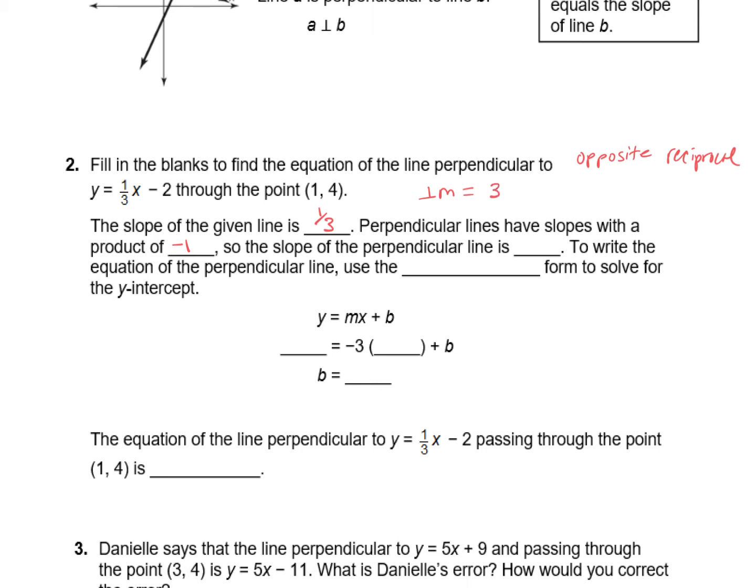And then you're going to change the sign. This slope was positive. The perpendicular slope will be negative. So the slope of the perpendicular line is -3. And positive 1/3 times -3 does equal -1. So their product is -1. To write the equation of the perpendicular line, use the slope-intercept form.